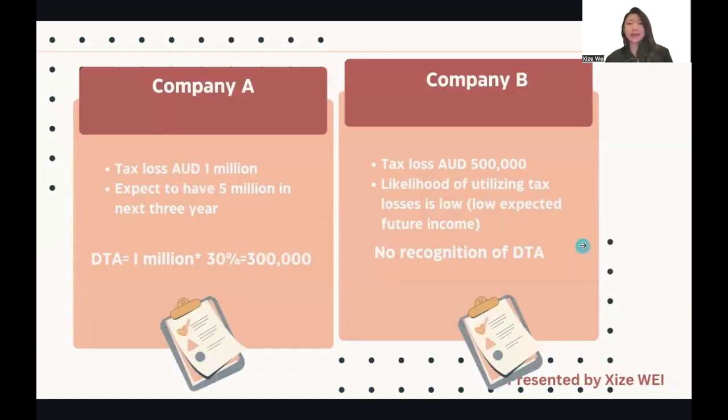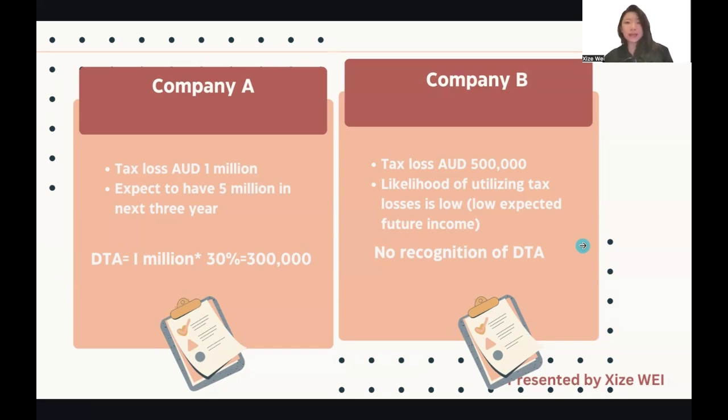There is company A, which is large in scale and has a tax loss of AUD 1 million this year. However, it expects to have 5 million income in the next 3 years, which is more than enough to utilize the tax loss of 1 million of this year. At this time, we will recognize this as a DTA. We use the formula to calculate the DTA: 1 million times the 30% tax rate, which is 300K of DTA.